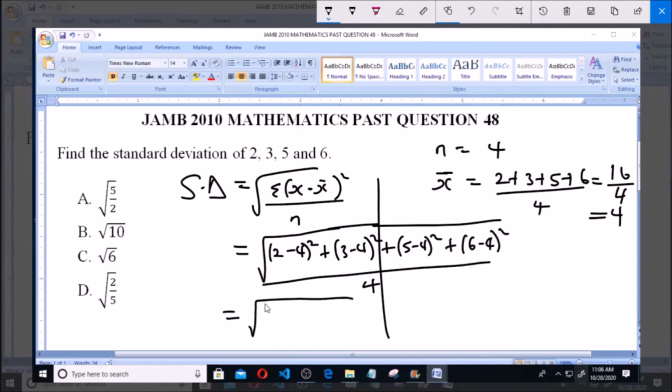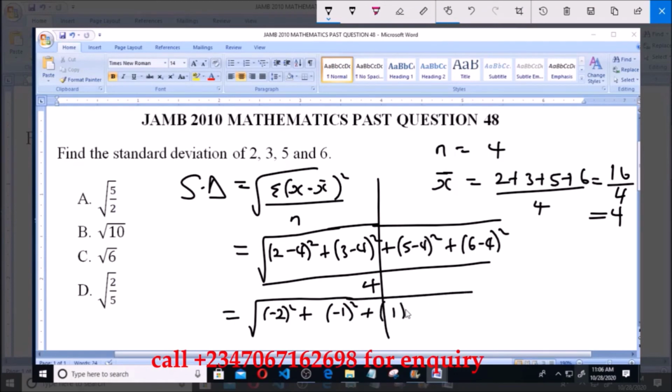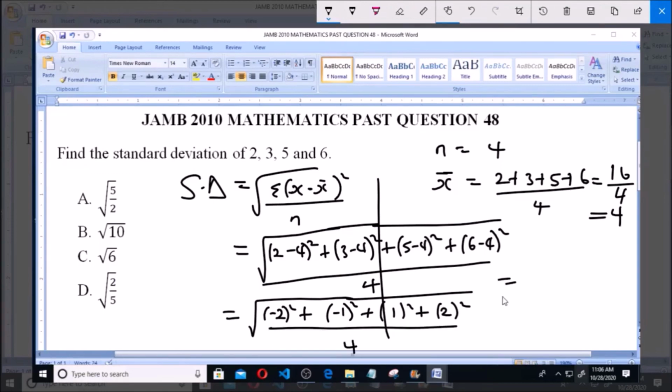So now this is equal to the square root of, now 2 minus 4 will give me what? Minus 2 squared plus minus 1 squared plus 1 squared plus 2 squared all over 4. Now this is equal to the square root of minus 2 squared will give me 4, plus minus 1 squared will give me 1, plus 1 squared will give me 1, plus 2 squared will give me 4, all over 4.